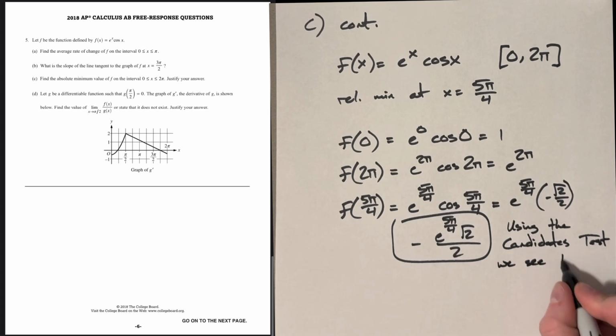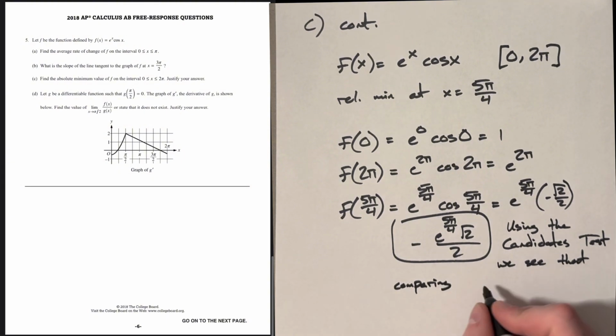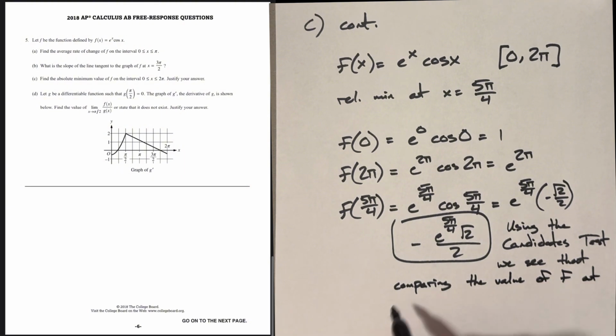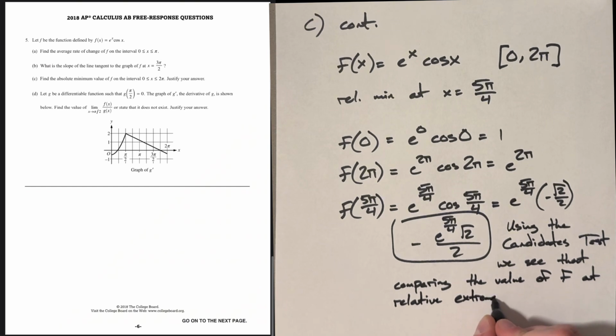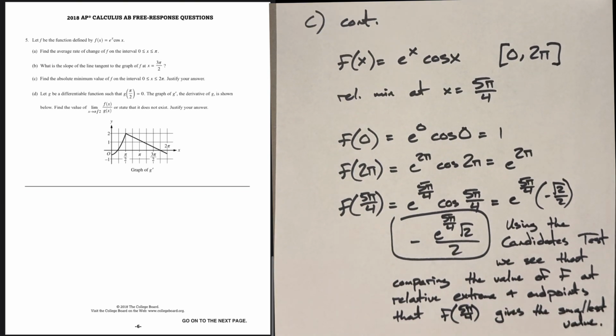We see that comparing the value of f at relative extrema and endpoints that f of 5 pi over 4 gives the smallest value. And that is probably even more winded than you needed.